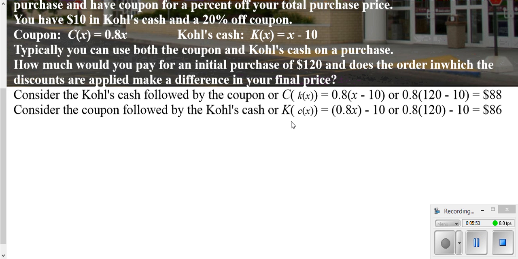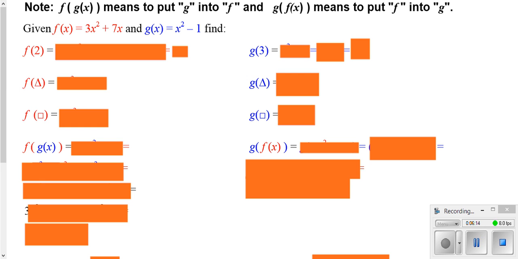Which way do you think they're going to do it? They're always going to have you do it this way because they're going to get a little bit more money. They're always going to do the cash first before the coupon. Now, when you put one function into another function, that's really considered a composition of functions. That's what we're looking at here. In this case, it means we're taking whatever g is and plugging that in as our input into function f.